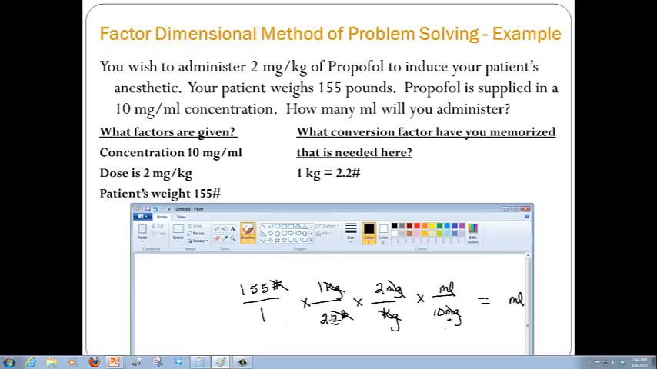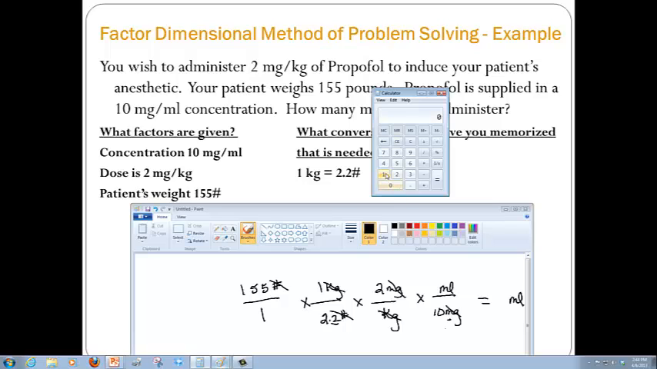So I've canceled pounds, I've canceled kilograms, I've canceled milligrams. The only units remaining are milliliters, so my equation is complete. I now can bring in the calculator and do the math. 155 times 2 divided by 2.2 divided by 10 tells me that I will administer 14 milliliters of propofol to induce my patient's anesthetic.